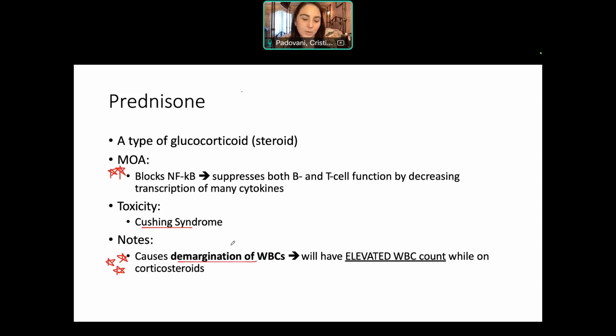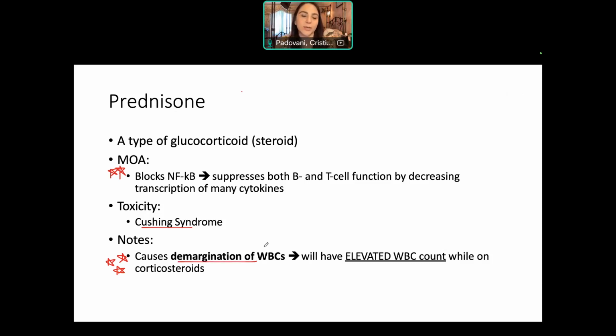I think we talked about demargination of white blood cells when we talked about one of the immunodeficiencies, probably. But all this means is you're not making more white blood cells, you're just causing more to come out into the peripheral blood. That's what demargination means. From where they're hiding or where they're kind of stored, now you're causing these white blood cells to come into the peripheral blood.